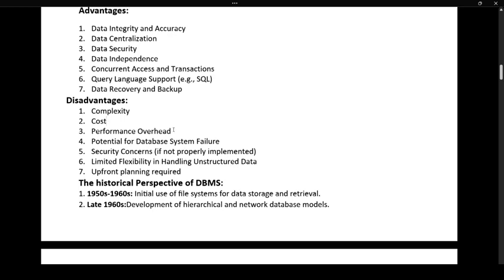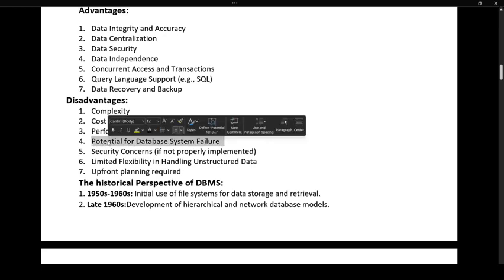Performance overhead. As we know, a database management system gathers a large amount of data and works on that. When you are working on a large amount of data, you will get an overhead. When the data increases, the process slows down, the performance decreases when the data storage increases, right? In that case, performance overhead, and potential database system failure. When a lot of overhead occurs, the system sometimes fails also.